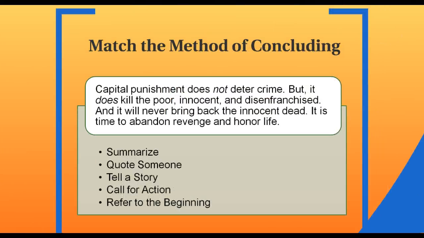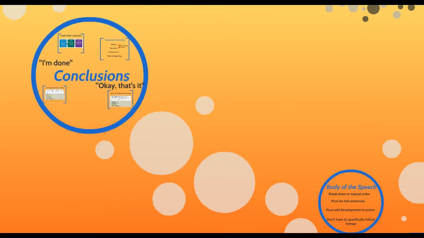Let me give you another example. "Capital punishment does not deter crime, but it does kill the poor, innocent, and disenfranchised, and it will never bring back the innocent dead. It is time to abandon revenge and honor life." So for this one, if you guessed call for action, you are correct. So those are just two examples of what you can do in the conclusion. But make sure, like I said, that you are actually using the conclusion. It's an important part of the speech.